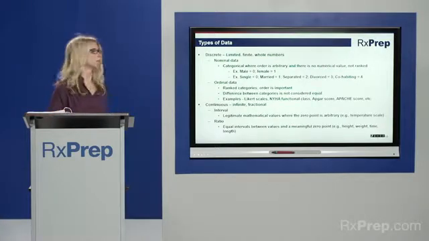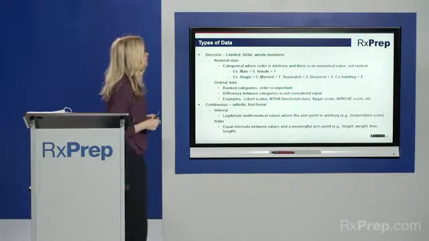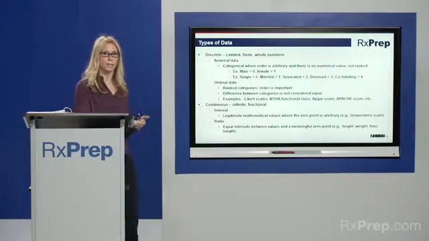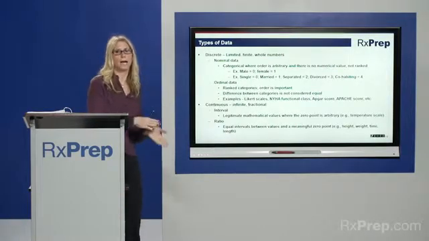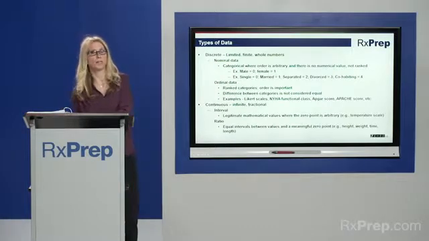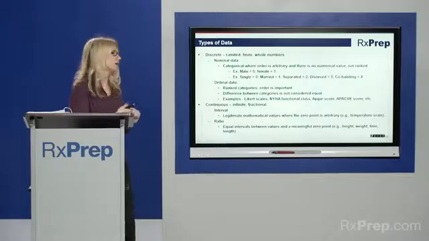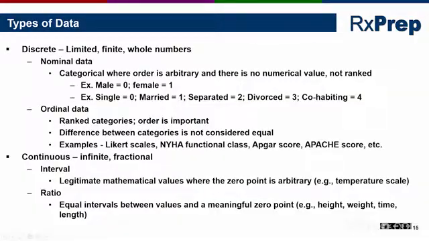There's a description of the types of data that we have used in trials, and it is important to identify the type of data we have in a clinical trial, because that will then reflect what type of statistical test we want to run. So just briefly going through this, we have two different categories, discrete and continuous. Discrete is made up of nominal data and ordinal data.